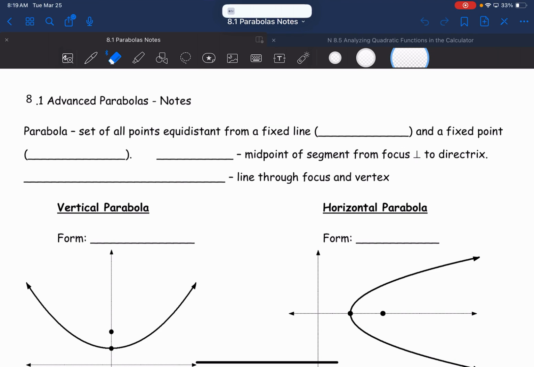The set of all points that are equidistant from some fixed line. That fixed line is going to be what we call the directrix. And some fixed point, and we'll call that point the focus.